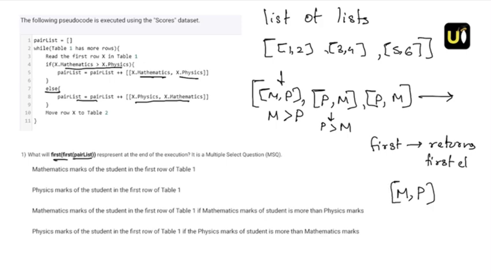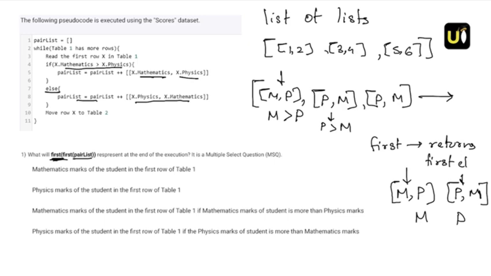So here that is MP, and they're using another first. So because this is a list of lists, we take the first element of this list, and when we use another first, we take the first element of the inner list. So that is mathematics in this case. But suppose the physics marks for the first student was greater, so this would return PM. So in that case, the first of this would be physics. So let's see the option.